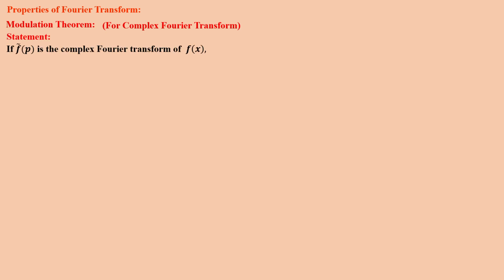Next property of Fourier transform, modulation theorem. So first for complex Fourier transform. If f bar of p is a complex Fourier transform of f of x, then the complex Fourier transform of f of x cos ax is 1 by 2 [f bar of p plus a plus f bar of p minus a].